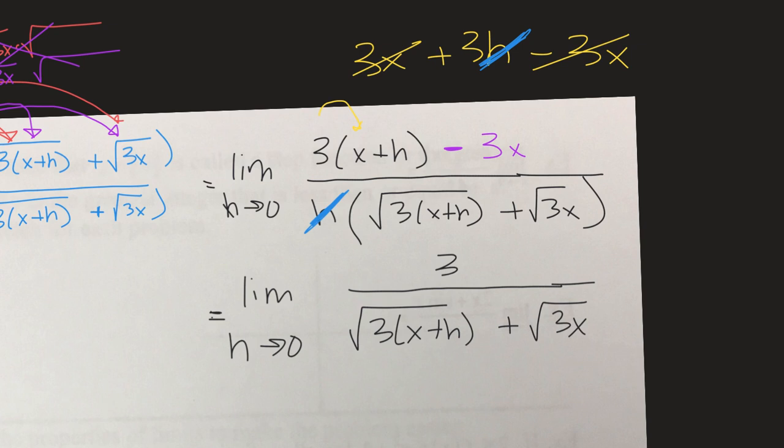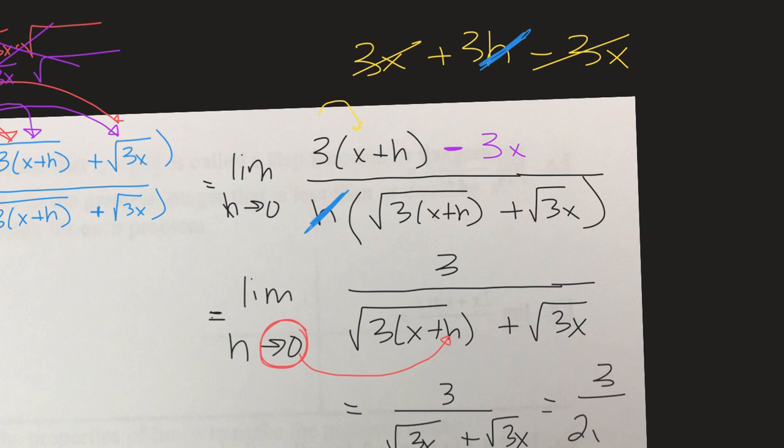So now when we try direct substitution, when we plug in a 0 for h, we have a 3 in the numerator, and we have root 3x plus root 3x. No longer do we have an h at all, because the h is 0. So x plus 0, well, that's just x. So the square root of 3x plus the square root of 3x is how many square roots of 3x? 2 of them. So our final answer is 3 over 2 square root of 3x.